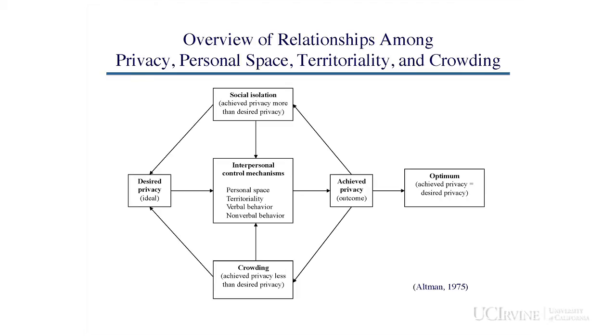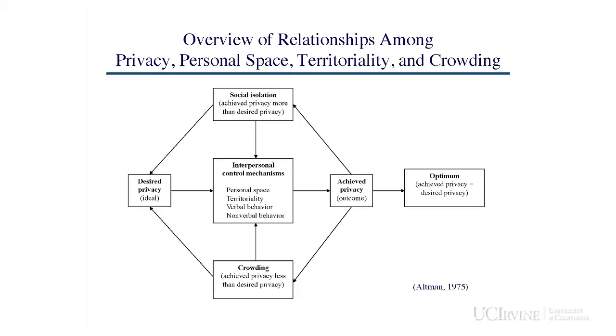And based on that ideal, you adjust your personal space, your territorial behavior, your verbal behavior, what you say to somebody, or your nonverbal behavior, how you glare at them or you smile at them. And these are that differentiated set of system behaviors. Remember, we said systems get differentiated. So you can achieve your privacy ideal by varying these different behaviors. And that's what we mean by differentiation in systems.